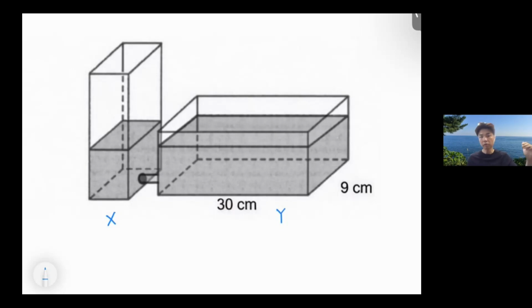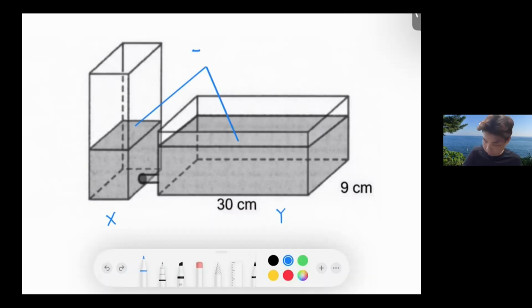Now, the water will stop flowing from X to Y when the height of the water in both the containers is the same. At this juncture, the total volume of water in these two containers will still add up to 780 cubic centimeters.